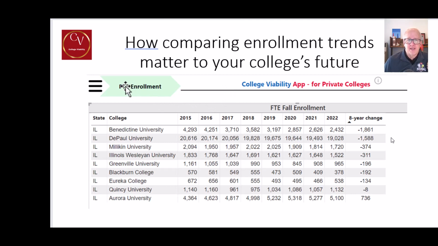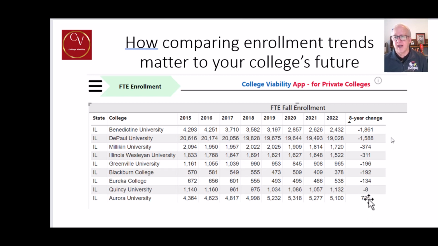And we use FTE, which stands for full-time equivalent enrollment. There's a reason for that, because we believe that's a standardized reporting format. There's also total enrollment and other numbers; we can talk about that another day. Again, we're going to look at the pattern across these 9 or 10 colleges, the pattern in the 8-year change. Looks like I didn't highlight that one.